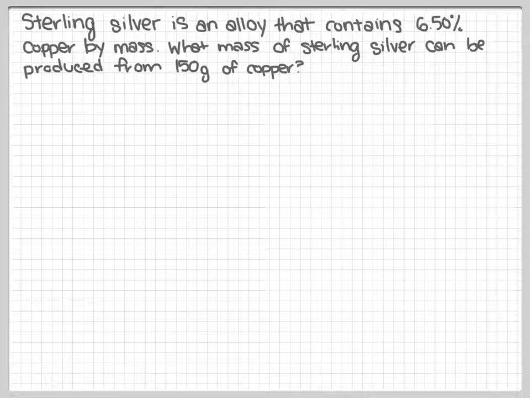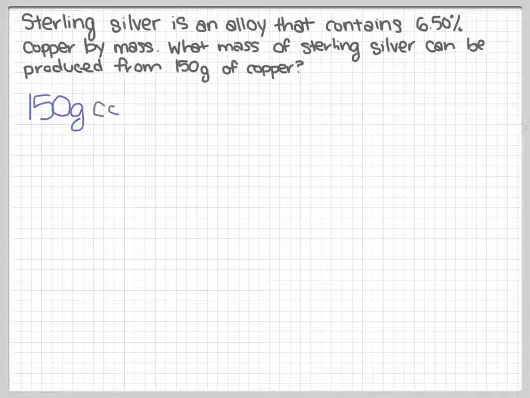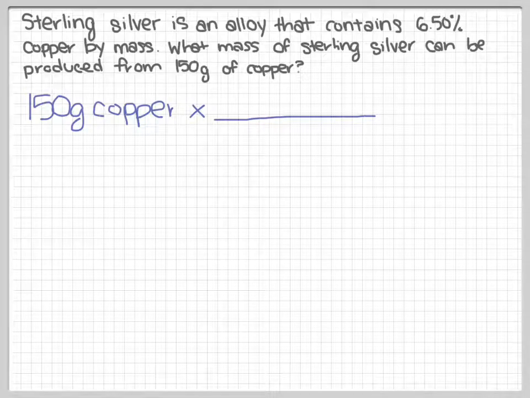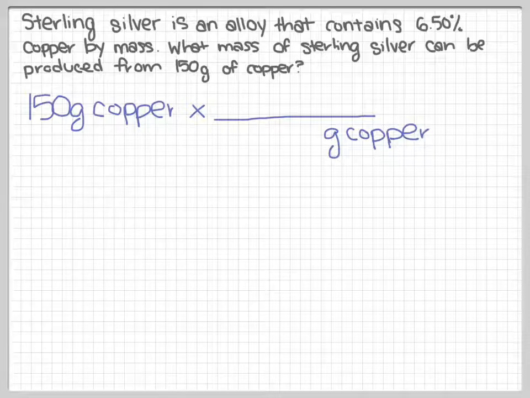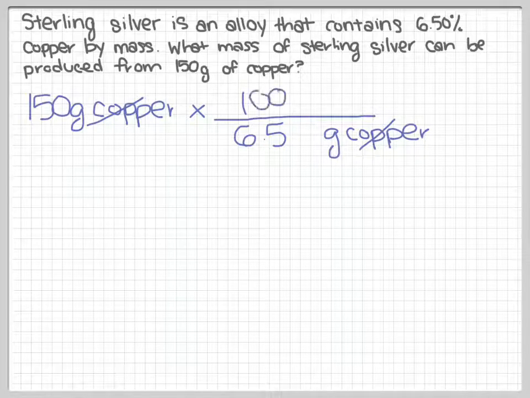So my strategy is to write down the value that they gave me. That's not a ratio, just a straight value. I'm going to start with 150 grams of copper. Now I can multiply by my concentration, which is a conversion factor, but I have to make sure that I set up this conversion factor so that grams of copper is in the denominator. The whole point is for grams of copper to cancel, so that I will be left with grams of solution. And so my conversion factor here is that 6.5 grams of copper can make a 100-gram solution.